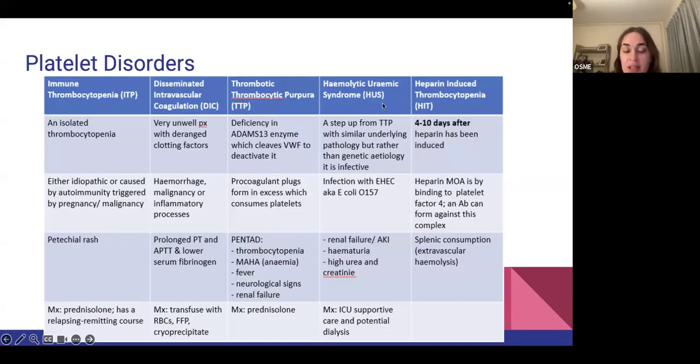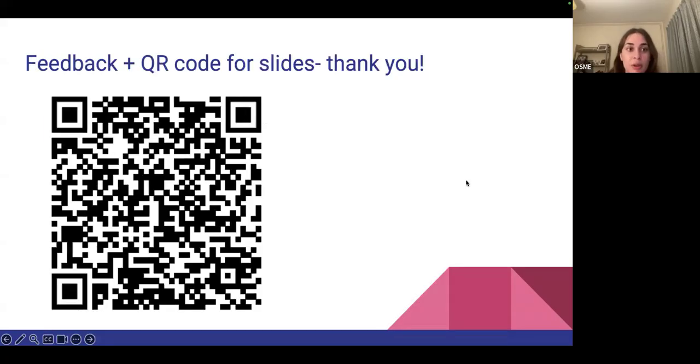Hemolytic uremic syndrome is the next step up, and it can be seen as an infective etiology, and it's almost always associated with E. coli O157. And you'll see evidence of an AKI. They'll often give you the blood results. And then heparin-induced thrombocytopenia, I wouldn't really worry about for the exam.